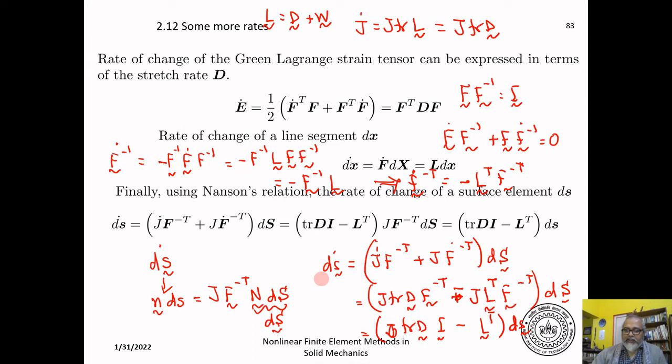Again, we have related the rate of change of a small area segment d small s to the area segment itself. Here also we could relate the rate of change of a small line segment to the line segment itself through this L, and here ds dot has been related to ds through this tensor. Okay, so now we will do a problem which has a little bit of finite element in it.